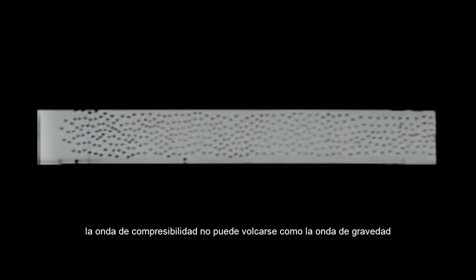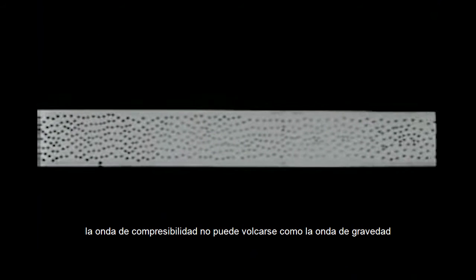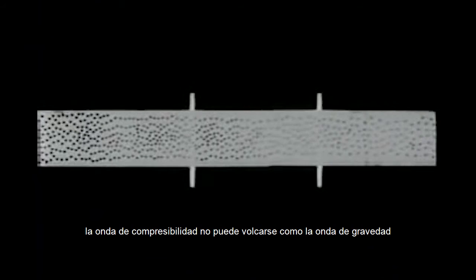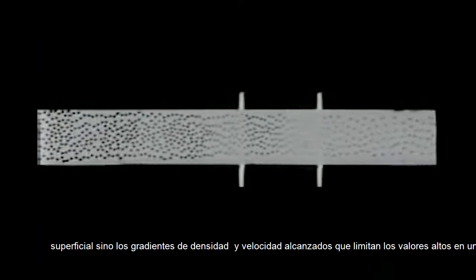What happens when these gradients become very high? That is, when the wave becomes very thin. The compressibility wave cannot topple over like the surface gravity wave. Instead, the density and velocity gradients reach limiting high values in a thin region and remain constant. By looking from above at only the inflow and outflow of a hydraulic jump, we can gain an impression of the steep velocity gradient.